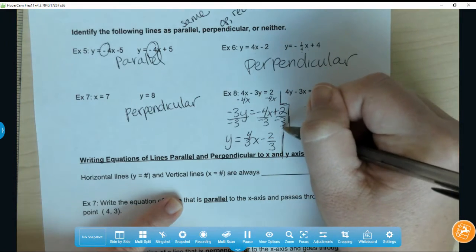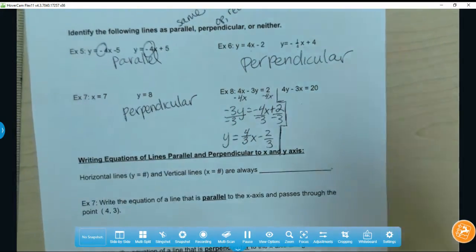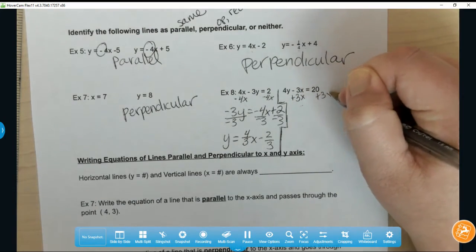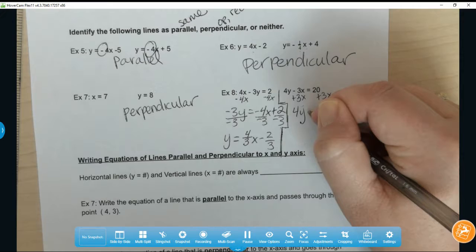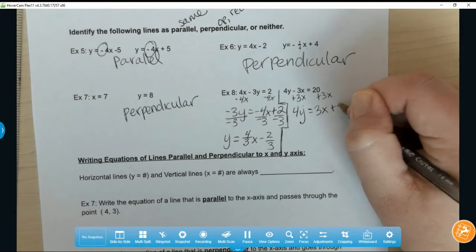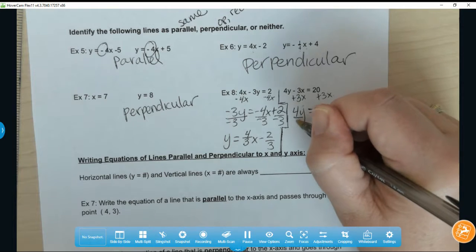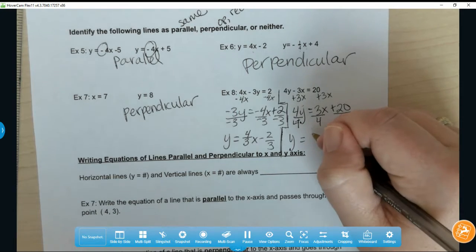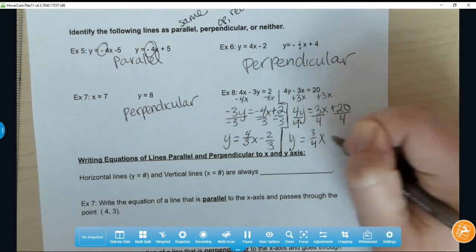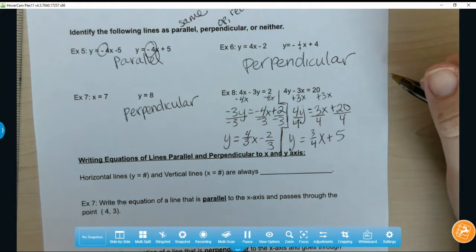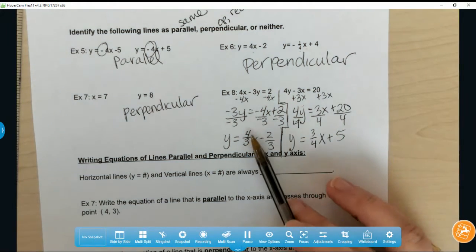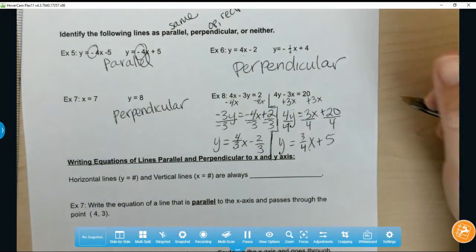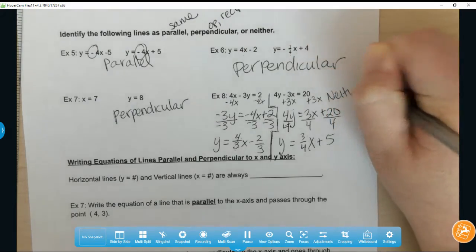And then I will go ahead on the other one, solve for y. So this time I'm going to be moving my x. So plus 3x. That's going to give me 4y equals 3x plus 20. And then I'm going to divide everything by 4. That will give me y equals positive 3/4 x plus 5. So notice 4/3 and 3/4, those are flipped, but they're both positive. So this one would be a neither situation.